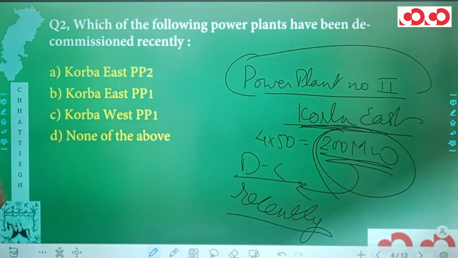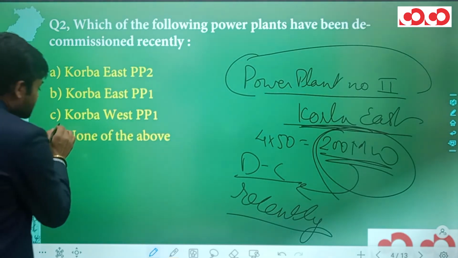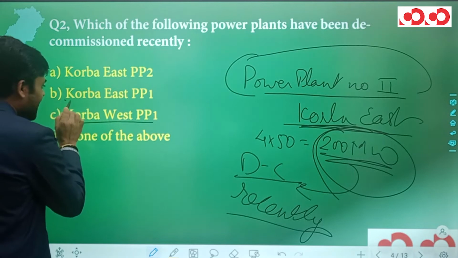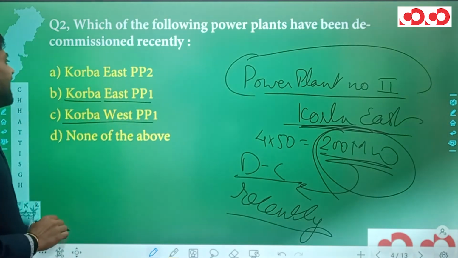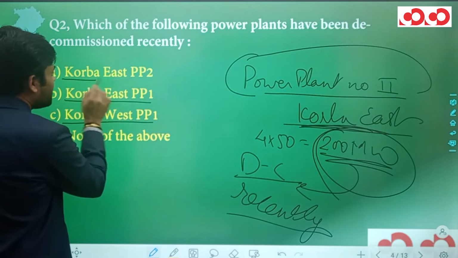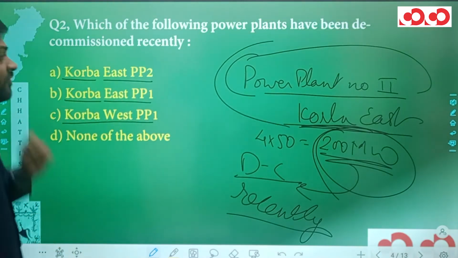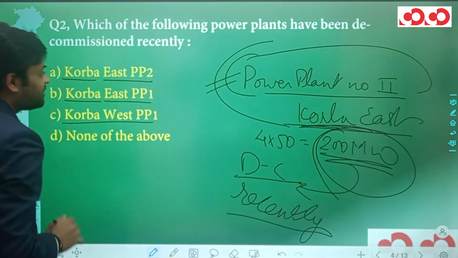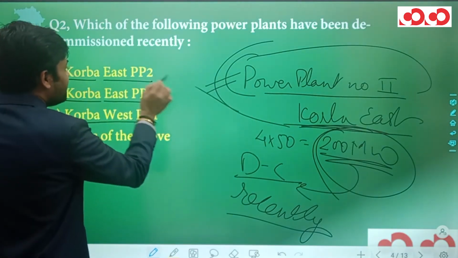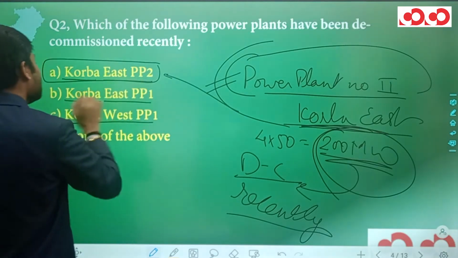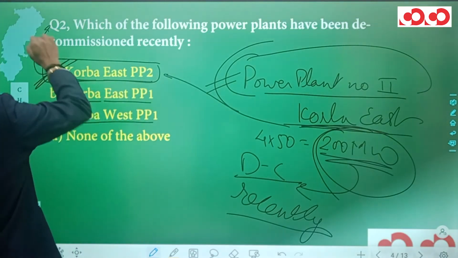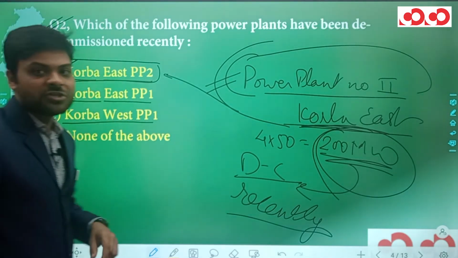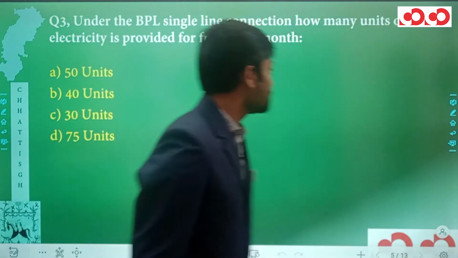Now, looking at the options, in option C, we have Korba West Power Plant 1. In option B, we have Korba East Power Plant 1. And in option A, we have Korba East Power Plant 2. Now, we know power plant number 2 from Korba East was the one which was decommissioned, and when it is mentioned in option A, then option A is going to be the correct option for our second question. So this was all about the second question. Let's now move to our third question.